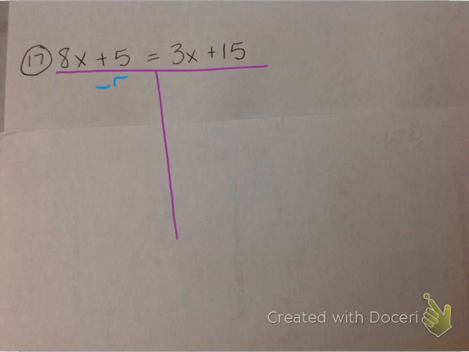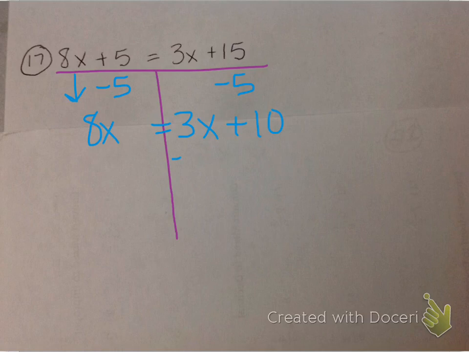I'm going to start by moving this 5. And if I subtract 5 on this side, I'm going to subtract 5 on the other side to keep us even. My 8x is going to come down. 5 minus 5 is just 0, but we don't need to write that. Oops, and don't forget your x. And it equals on the other side 3x, and then I have 15 minus 5, which is a positive 10.